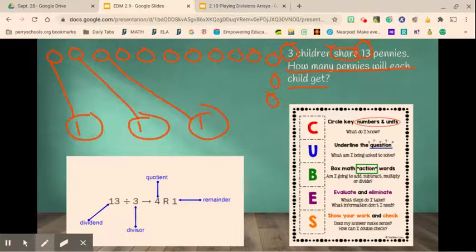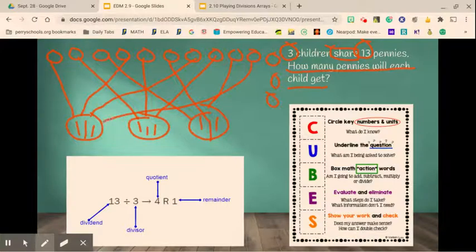So I've done 3 pennies, 4, 5, 6. This one's going to go 7, 8, 9. Going to go again.